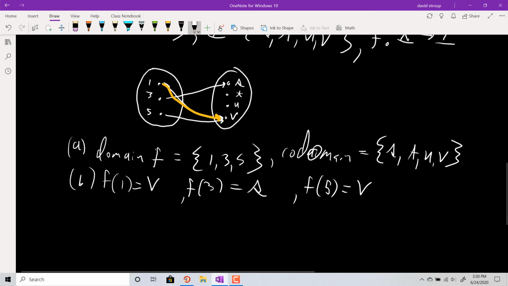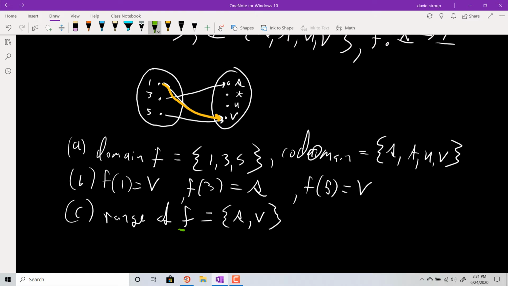Okay. Part C, they want to know then the range of f, or the image of the domain under f, and this time it's a subset of the codomain, right? So these are the objects that actually have arrows pointing at them, and it's just going to be the set of S and V. So definitely compare that range set here to this codomain set. Okay, and note that this range is a subset of the codomain.